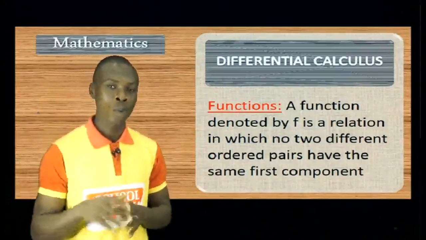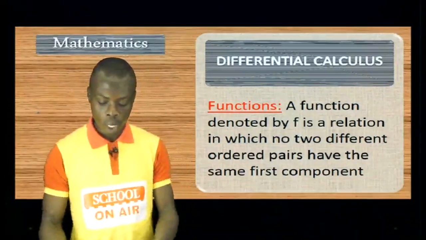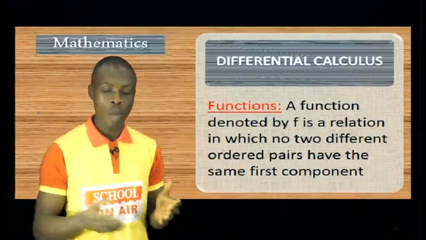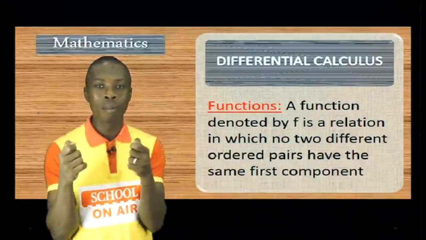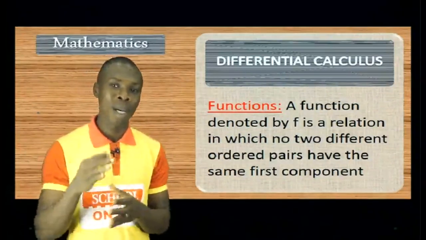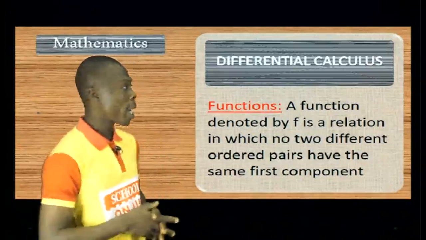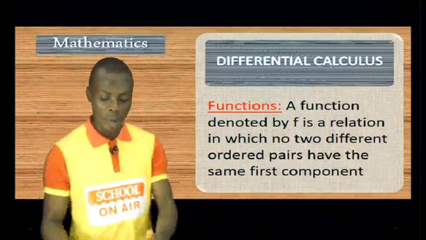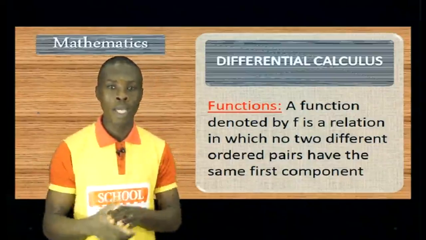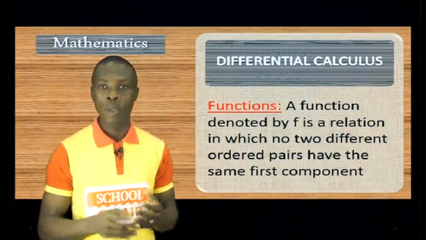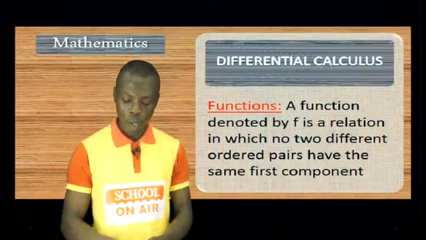The lowercase f is what is always used to designate a function, and a function is always referring to ordered pairs that do not have the same first component. In other words, a function denoted by f is a relation in which no two different ordered pairs have the same first component. So when you have such an arrangement, we have what is called a function. So that's what a function is.